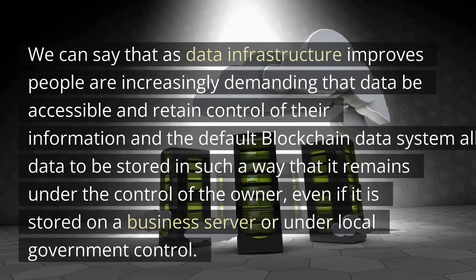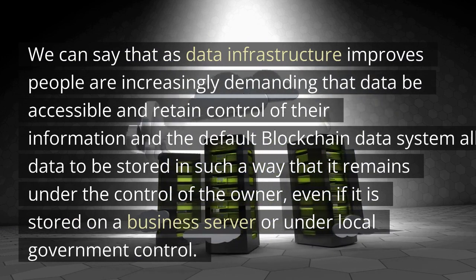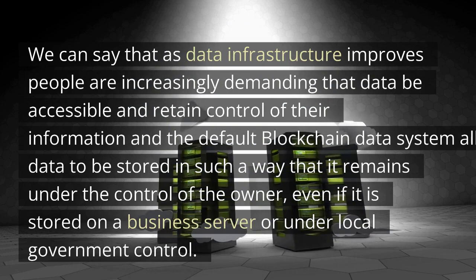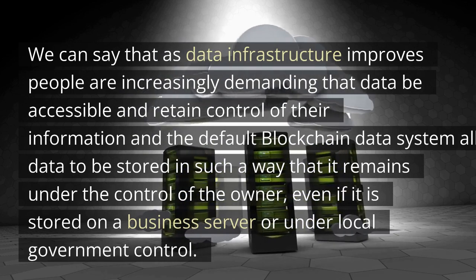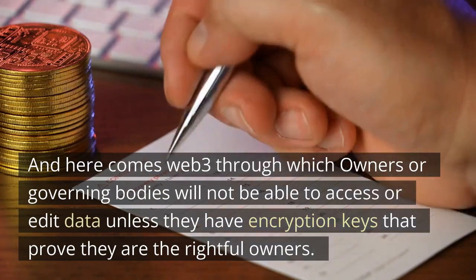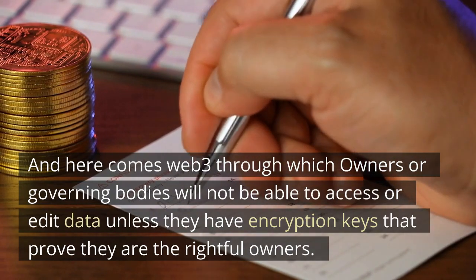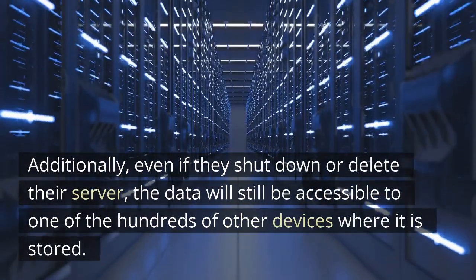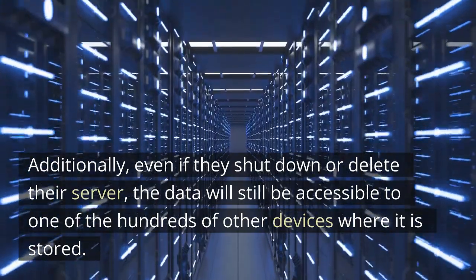We can say that as data infrastructure improves, people are increasingly demanding that data be accessible and that they retain control of their information, and the default blockchain data system allows data to be stored in such a way that it remains under the control of the owner, even if it is stored on a business server or under local government control. And here comes Web3, through which owners or governing bodies will not be able to access or edit data unless they have encryption keys that prove they are the rightful owners. Additionally, even if they shut down or delete their server, the data will still be accessible on one of the hundreds of other devices where it is stored.